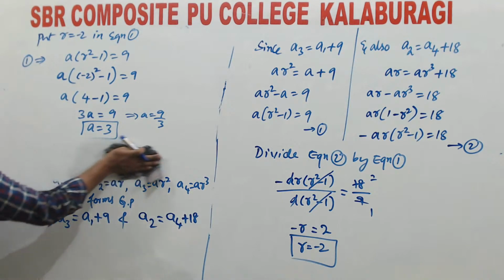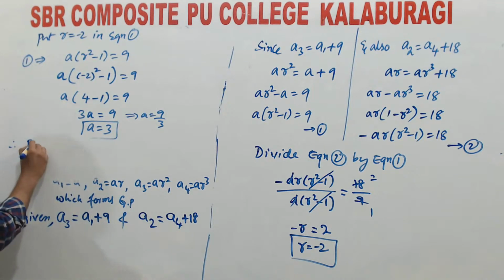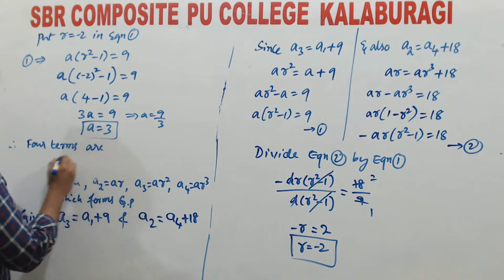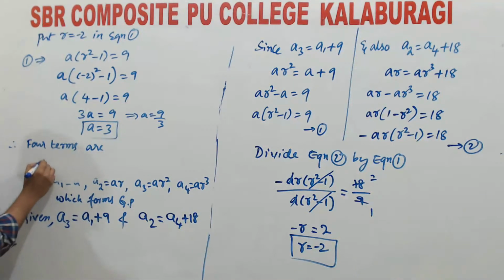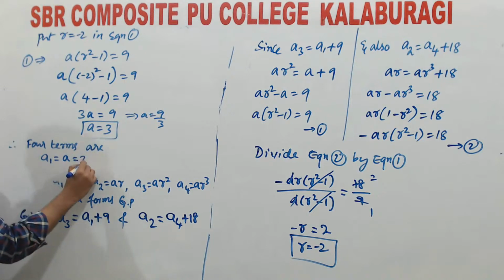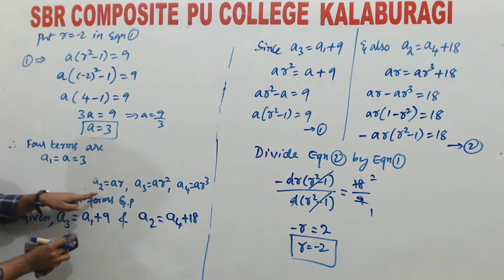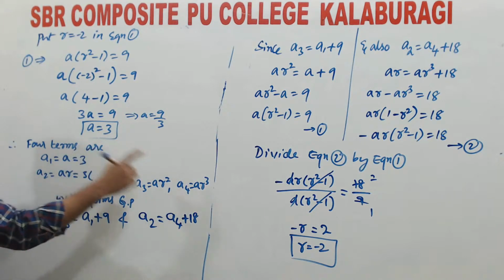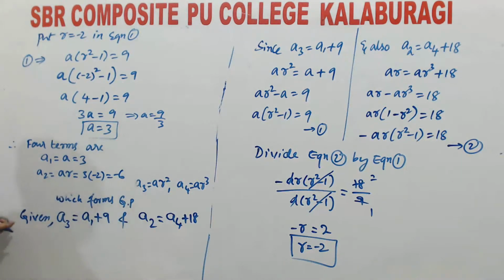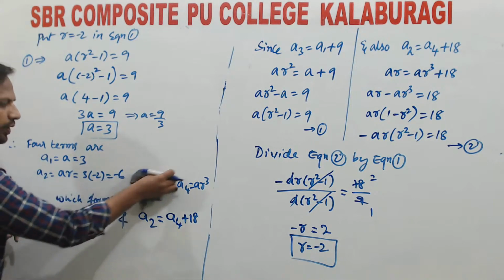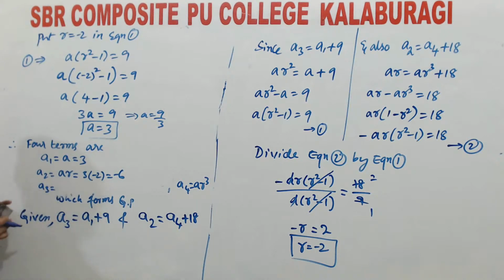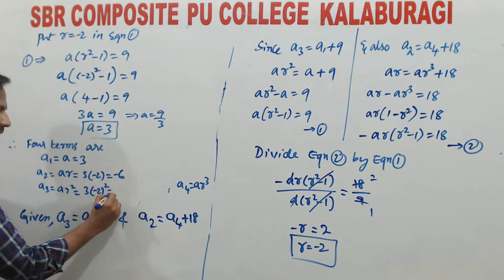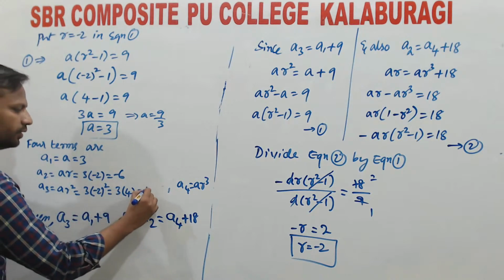So therefore the 4 terms, 4 numbers, are a1. What we took a1 here? a1 is a. What is a? a is 3. Next, a2. a2 is ar. What is a? 3. r we have minus 2. What happens? Minus 6. Next, a3. a3 is ar square. a is 3, r is minus 2 square. 3 into minus 2 square, which is 4, 3 fours are 12. Okay.